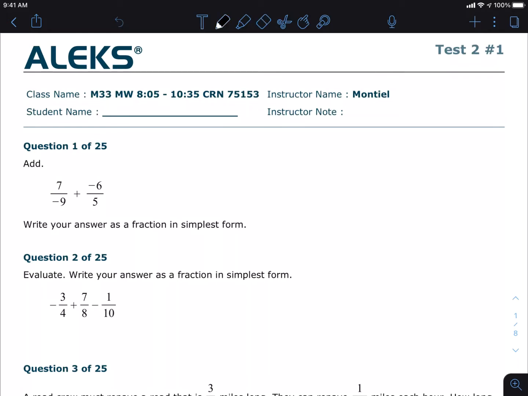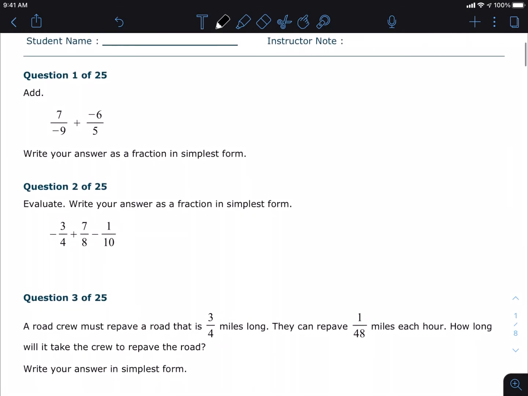All right. So you guys can see this is an actual version of the exam. So please pay attention, listen, and understand how to do this so you can do well on the exam. All right. So here we go. Here's question number 1.